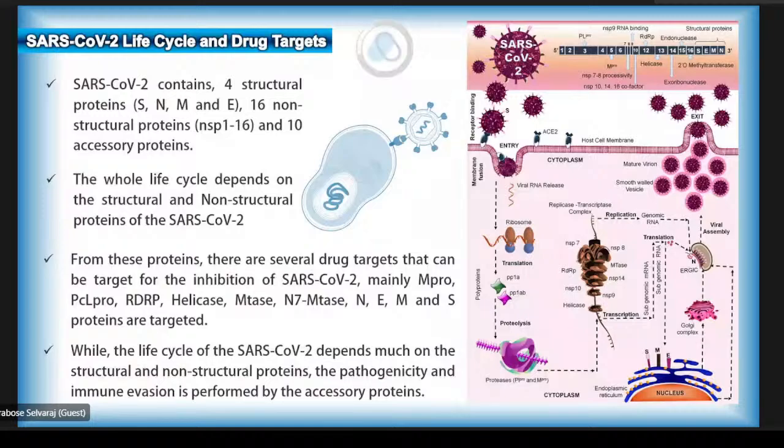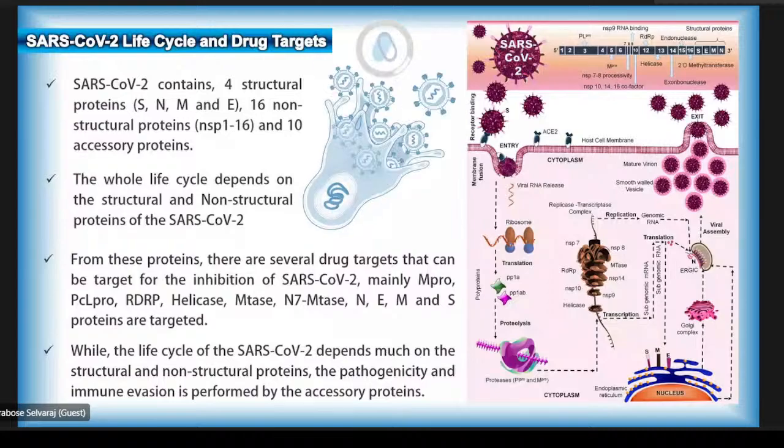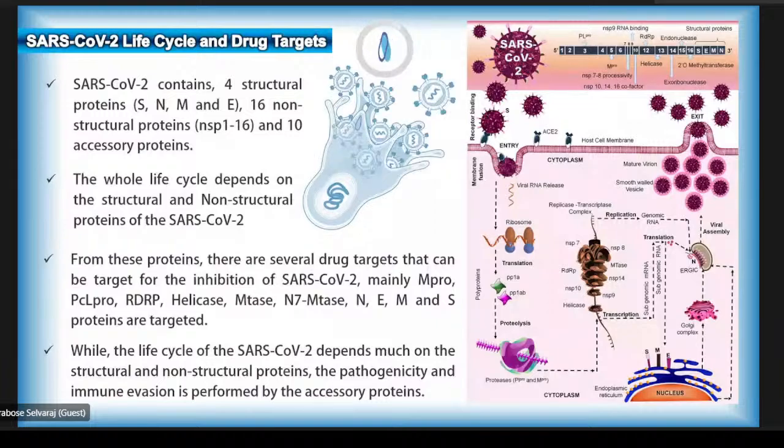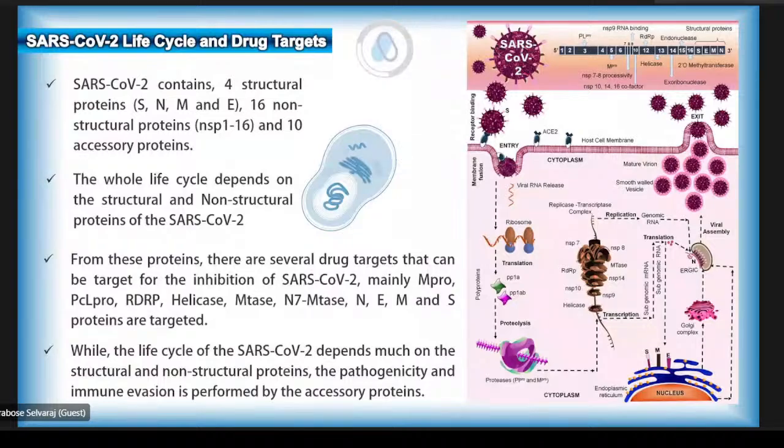If you think about the SARS-CoV-2 life cycle and drug targets, SARS-CoV-2 has 4 structural proteins, 16 non-structural proteins, and 10 accessory proteins. The structural proteins work on the structure: how the virus gets assembled, how things are packed inside the virus, how it ejects its RNA, and how the proteins get assembled, packed, and released.